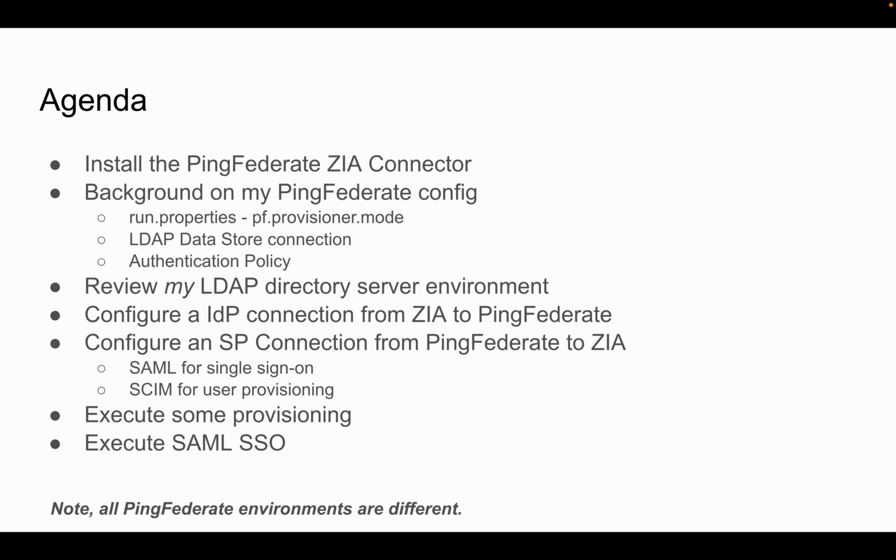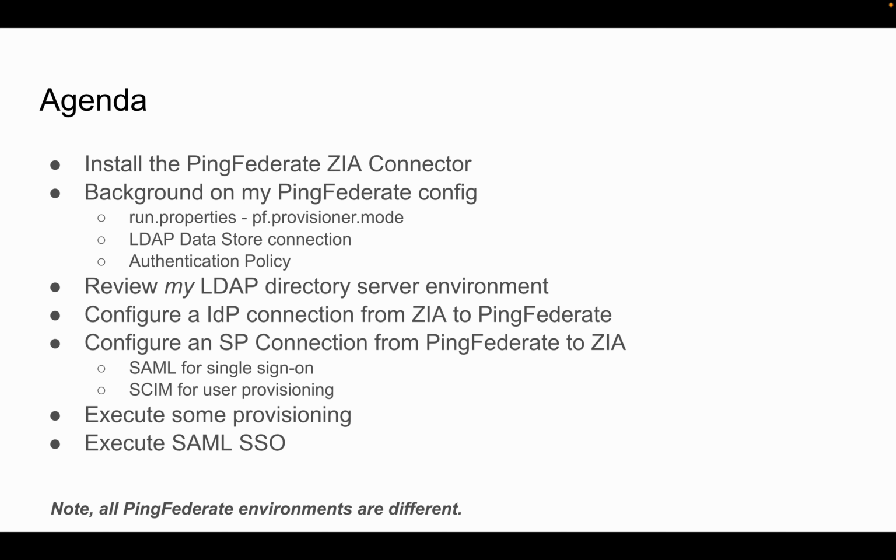But in this PingFederate environment, I'll show you a particular parameter under this file called run.properties that's important for enabling provisioning. I already have a data store connection to an LDAP data store. And my data store just happens to be Ping directory, but in most customer deployments, it's going to be Active Directory. And then I already have an authentication policy configured in PingFederate. Every customer's deployment of PingFederate is going to have their own authentication policy, and no two authentication policies are going to look alike. But I'll provide some education of the important parts to understand there.